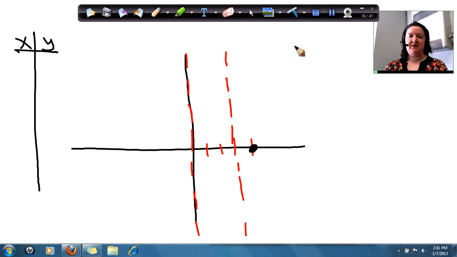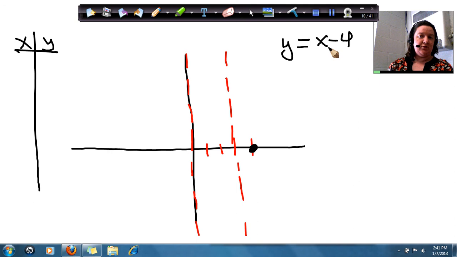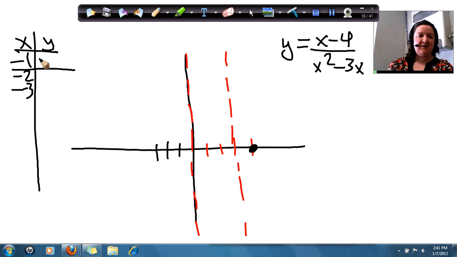Again, our function is y equal to x minus 4 over x squared minus 3x. So I'm going to pick 3 points that are over here, like -1, -2, -3. If I look at a -1, that's going to give me a -5 on top. -1 squared is going to give me 1 plus 3, so that's going to give me 4, so -2.5? So that's going to give me a point down there.